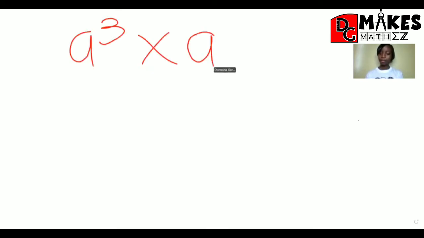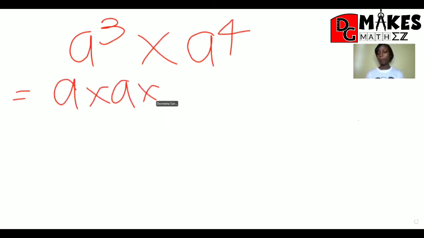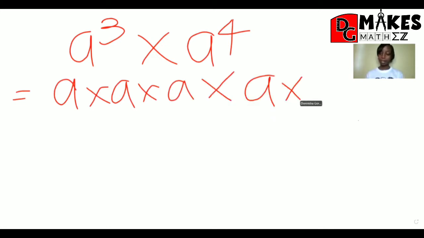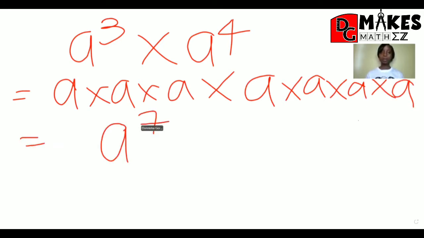multiply variables. Let's take, for example, a cubed times a to the 4th power. Now we know that a cubed means a times a times a, and we're multiplying that by a to the 4th power, which is a times a times a times a. Our final answer would be a to the 7th power. And this brings us to law number 1.